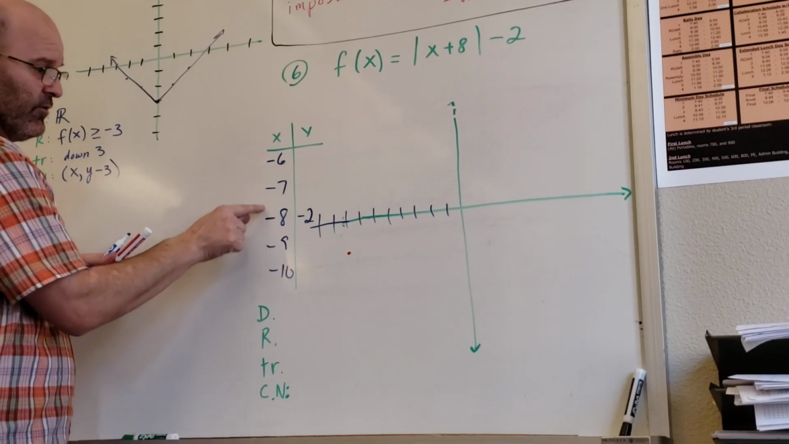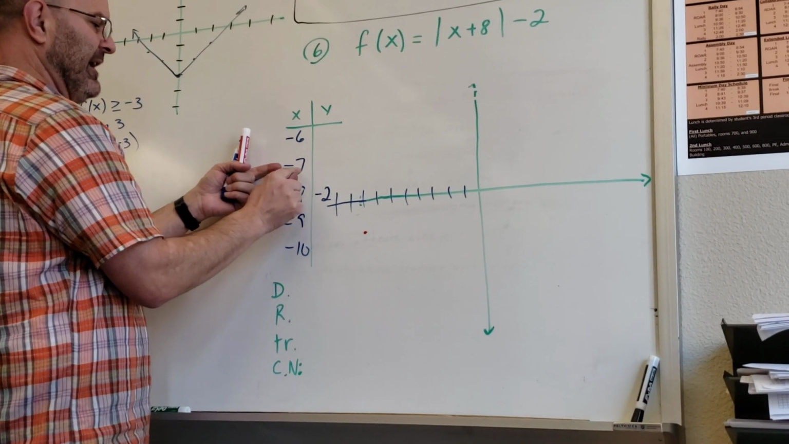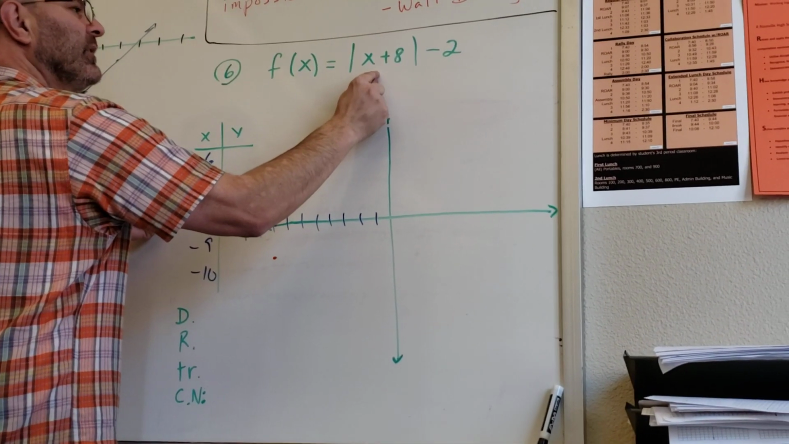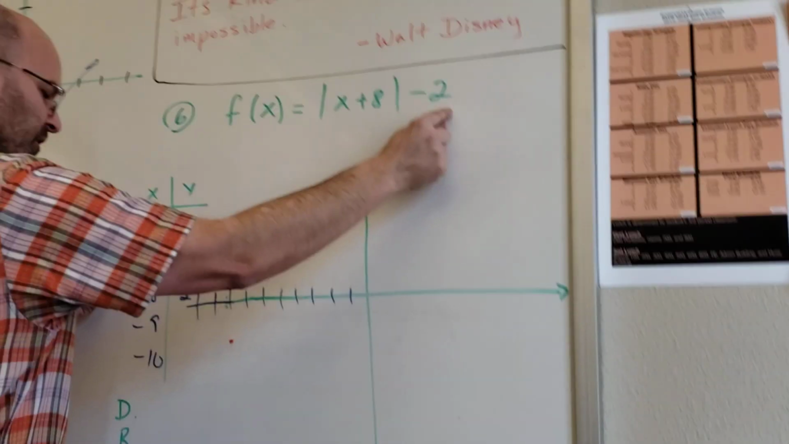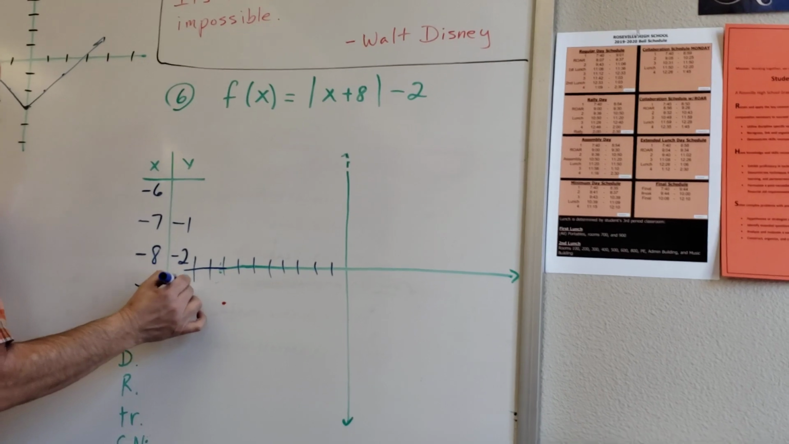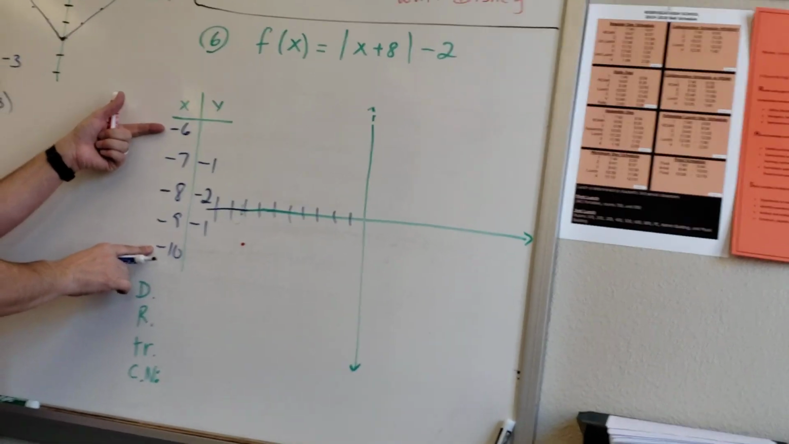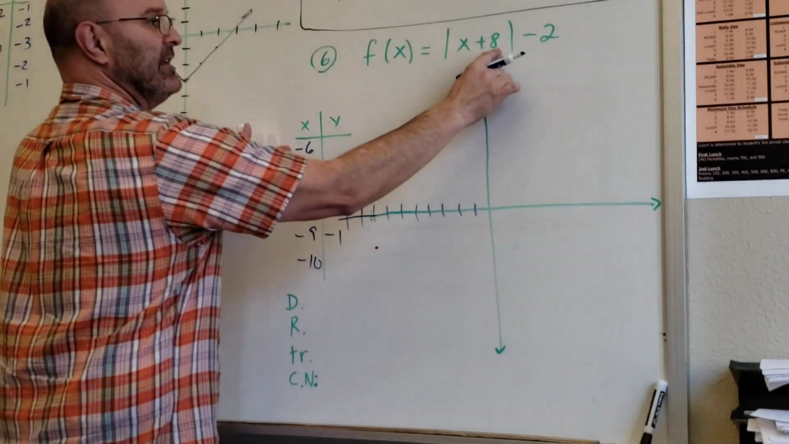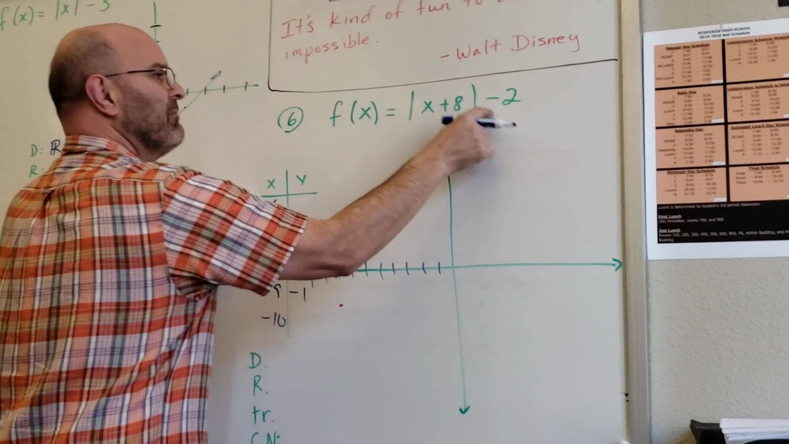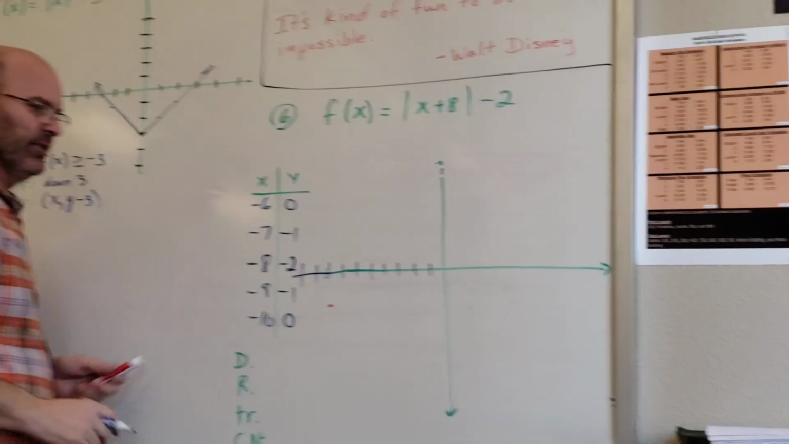If I plug in either of these two numbers, the graph is going to elevate by 1. Let's check that out. -7 plus 8 is 1. Absolute value of 1 is 1. And 1 minus 2 is -1. So we have -1 here and here. And to find our last 2 points, I can plug in -6. -6 plus 8 is 2. Absolute value of 2 is 2. And 2 minus 2 is 0. So there are our 5 points.